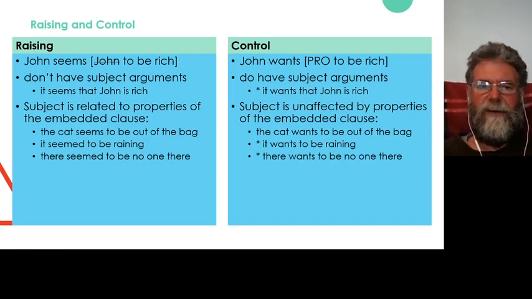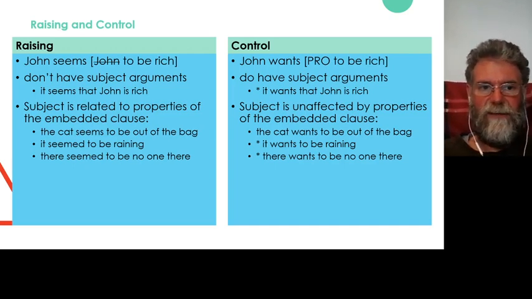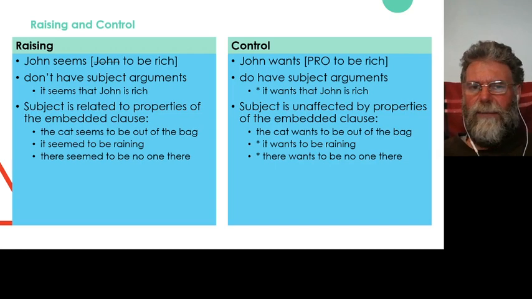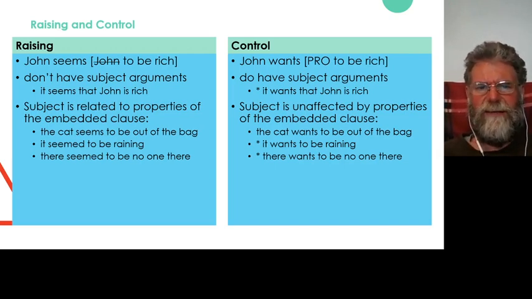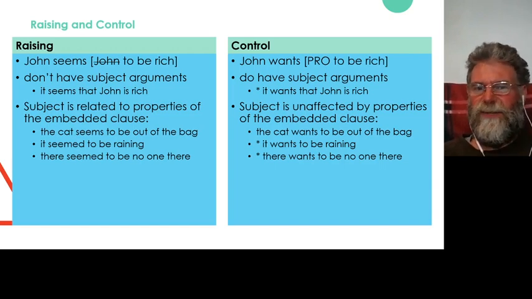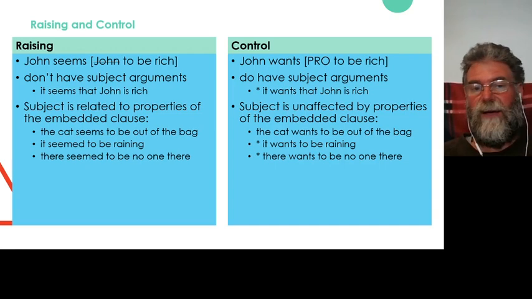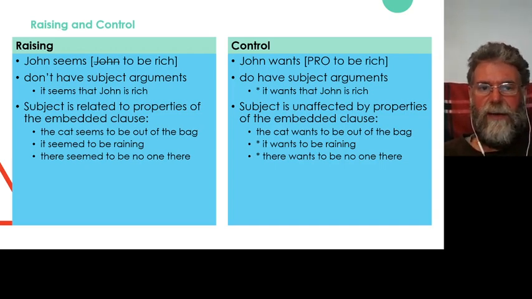Okay, so in that kind of construction we have a there subject, and that's what determines the presence of the there in this case. Compare that to what's going on with the control case. The cat wants to be out of the bag. Here, no possible idiomatic interpretation at all. Here we've got to interpret this to mean a sentence about a literal cat and a literal bag. We can't have it wants to be raining, because that it is a meaningless it associated with the lower clause, and given that it was never part of that lower clause, it can't appear with want.